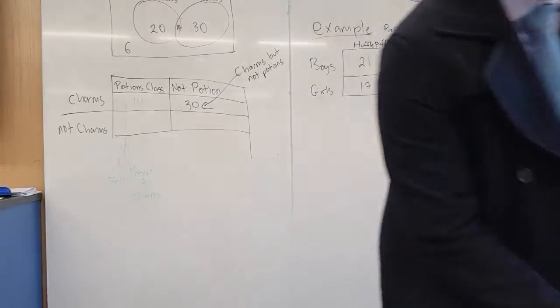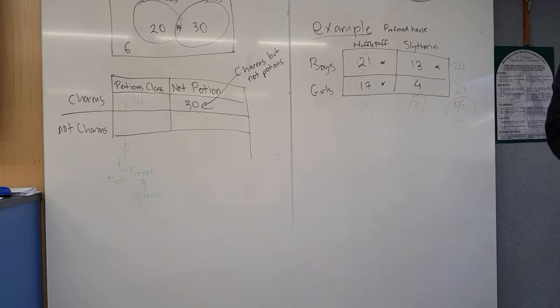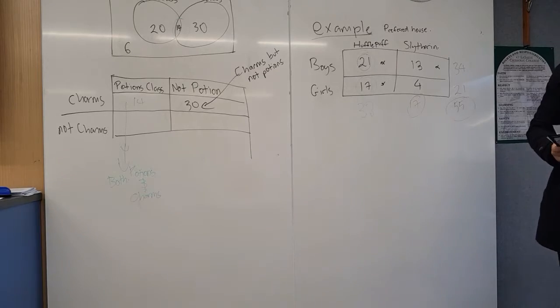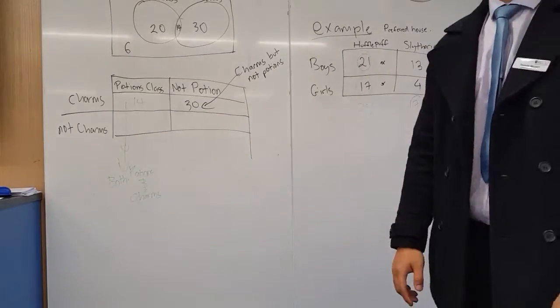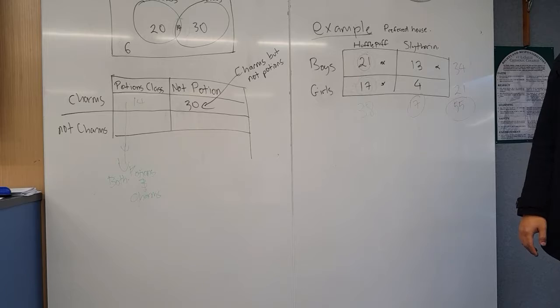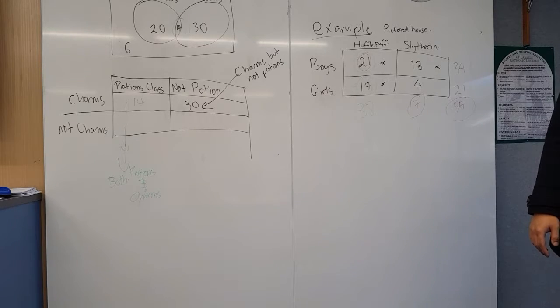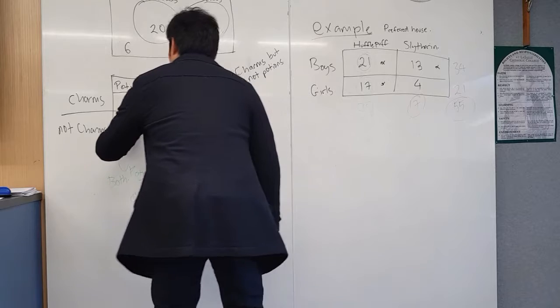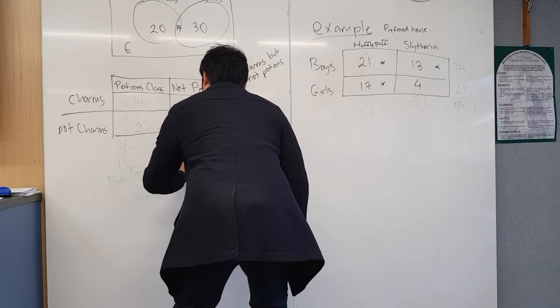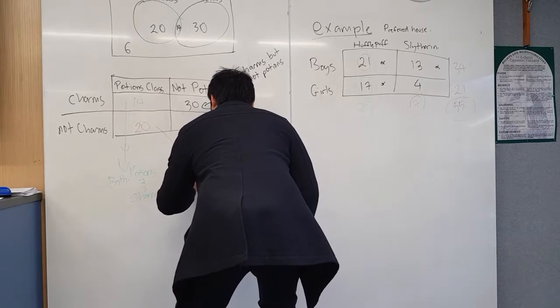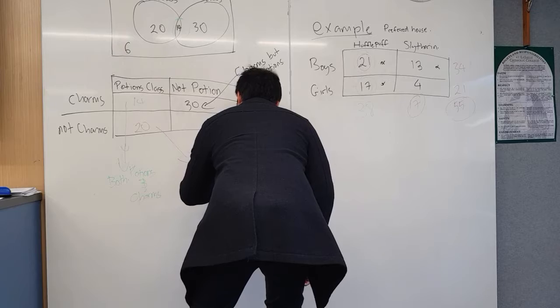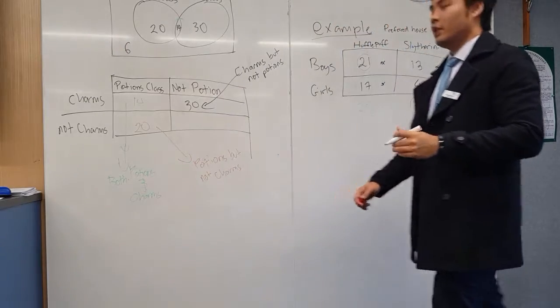Isabella, what would the column down here be? Make a statement about it. The people who like potions but not charms. Good. So that's 20. So that would be potions but not charms. Keep using that language.